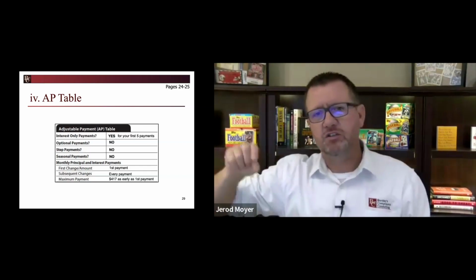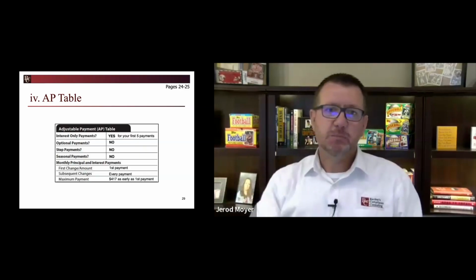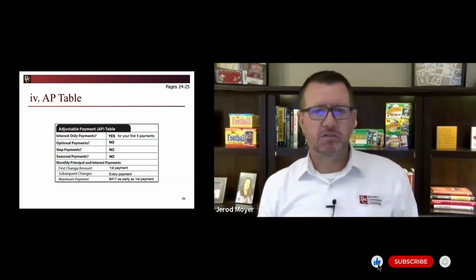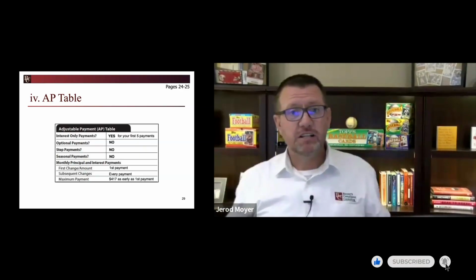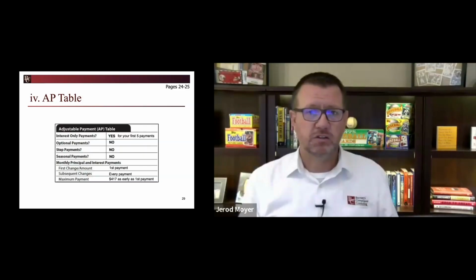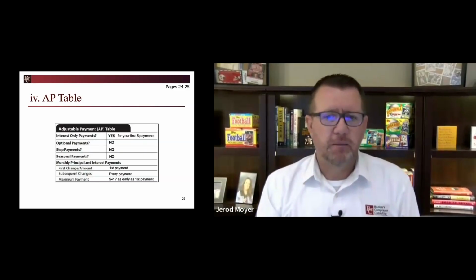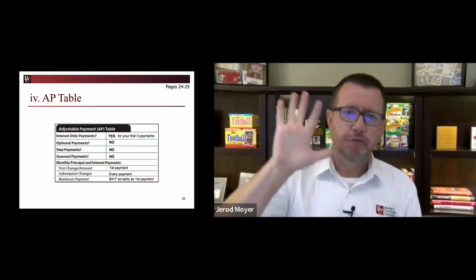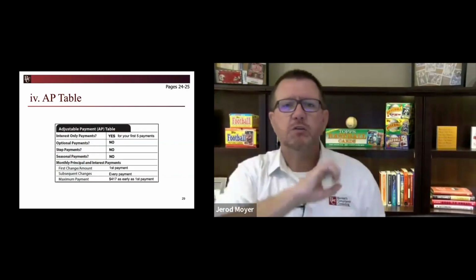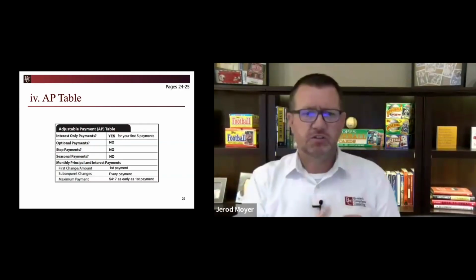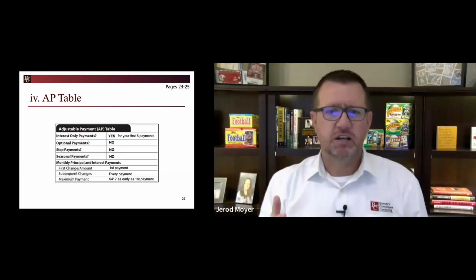Well, one of the items that's triggered by can this amount change being a yes is the adjustable payments table. So we have to get a little bit more detail on what that adjustable payment looks like and what its features are. So are there interest-only payments? You bet there are. How many? 5. The 6th payment, remember, is a balloon payment. Are there optional, step, or seasonal? Nope, none of those exist.